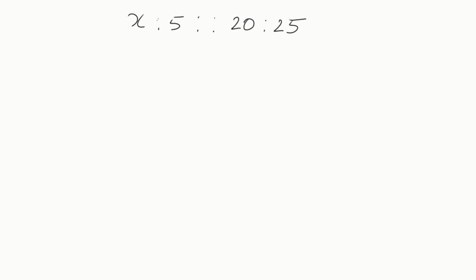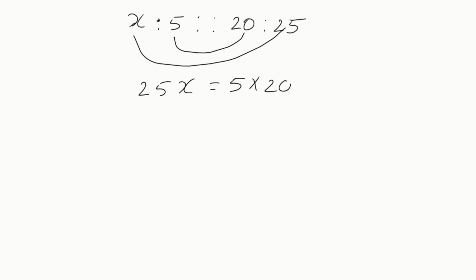So here is the x. We have to find the value of x. So we know that AD is equal to BC. So now AD is 25 into x is equal to 20 into 5. Now make x the subject. x is equal to 5 into 20 by 25.